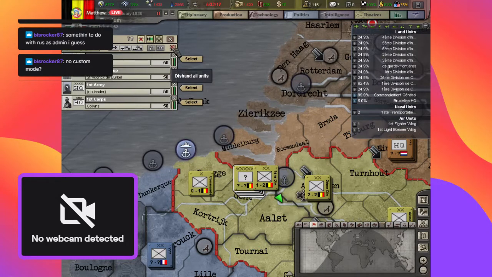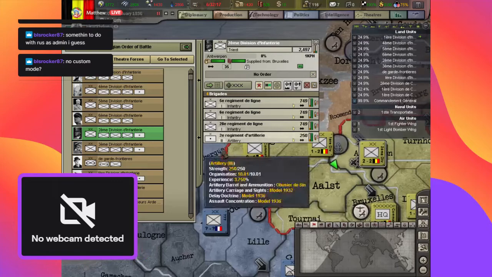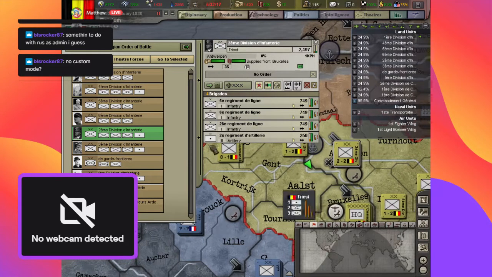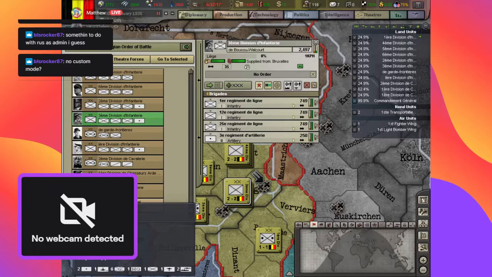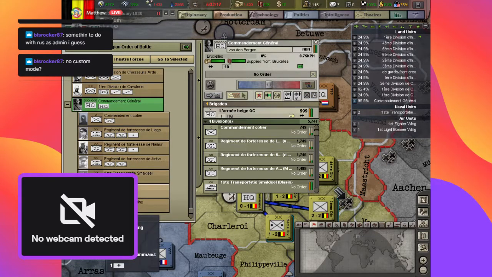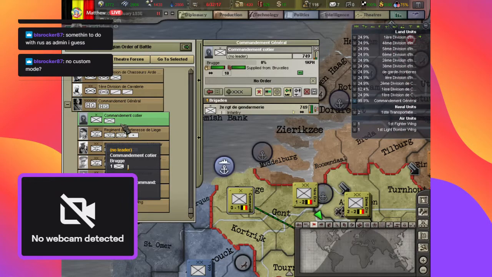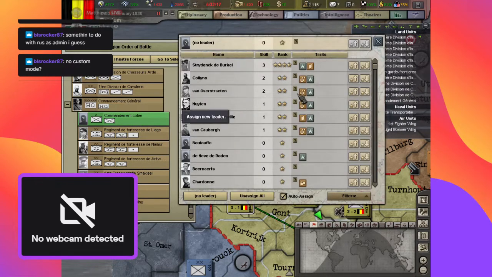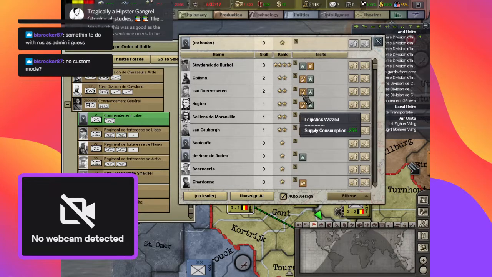Let me X this out. Okay. So yeah, it affects different skill levels. For the army group that I had recently up here, if you had a really high skill level, that actually decreases the amount of supply you consume. Okay, you see how it says minus 20% for supply consumption? It's actually better to have a general with a higher skill level than to put someone in who has the logistics wizard trait, because of how the percentages work.